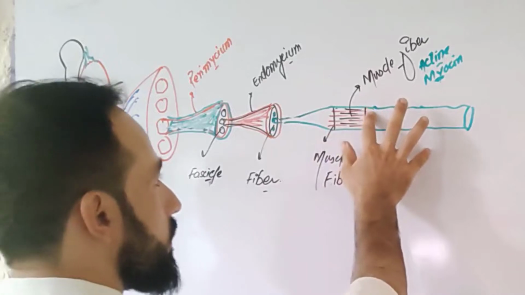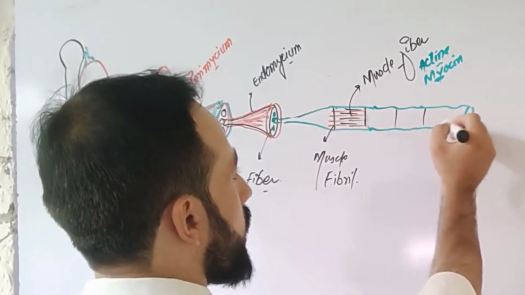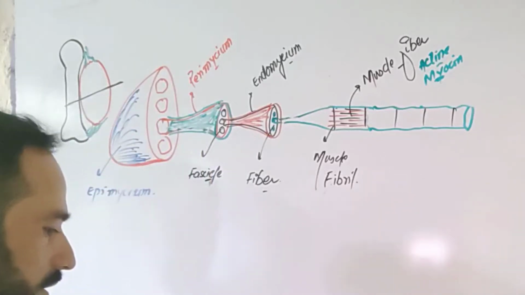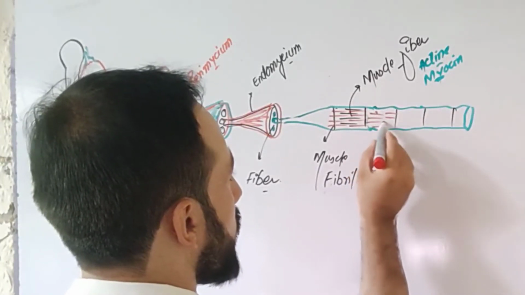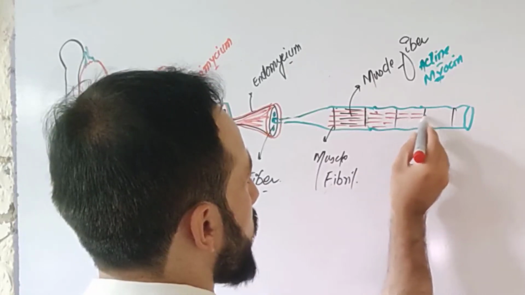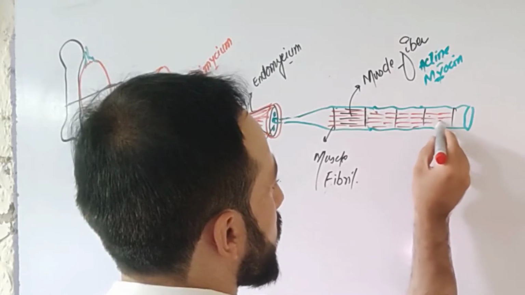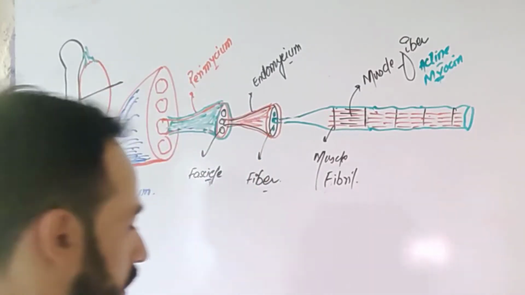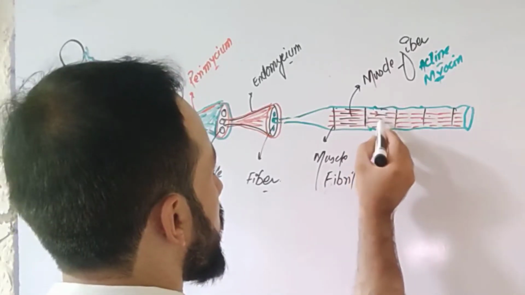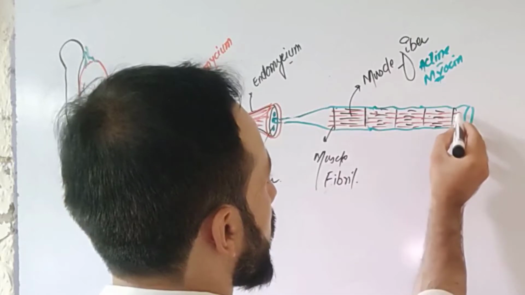Now let me remove it. There are millions and trillions of sections like this, and all these sections contain what? They contain the thick and thin filaments, the arrangement of muscle fibers, the elastic fibers, right? Actin and myosin filaments like this. And one unit, this one unit, is called one sarcomere, right?